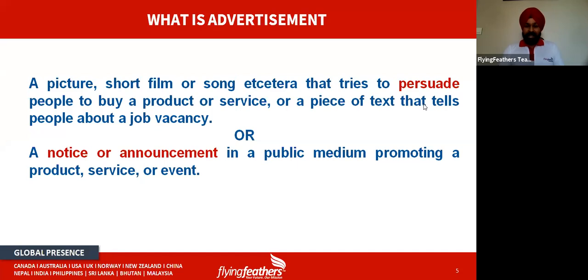Public medium means any of the things which the public is part of, like newspapers are read by all the public, right? Internet is used by all the public, right? Public used to go to cinemas to watch movies. There also public is there. So the medium is public, promoting a product, where any product is promoted, any service is promoted, or any event.